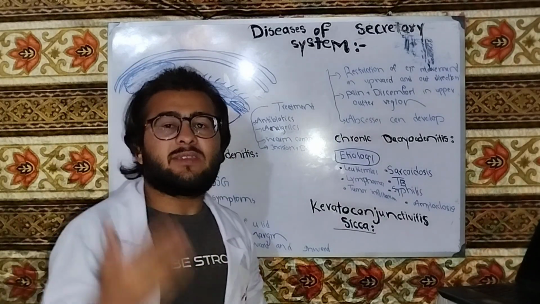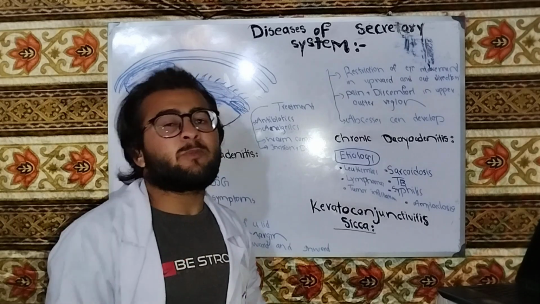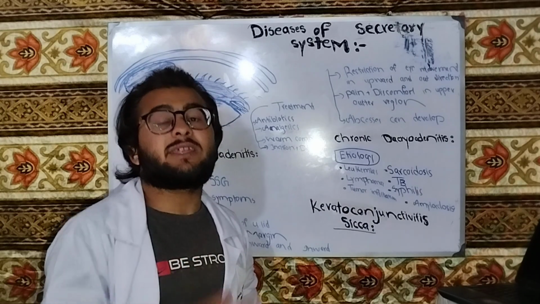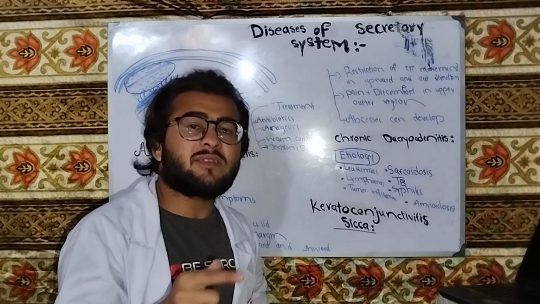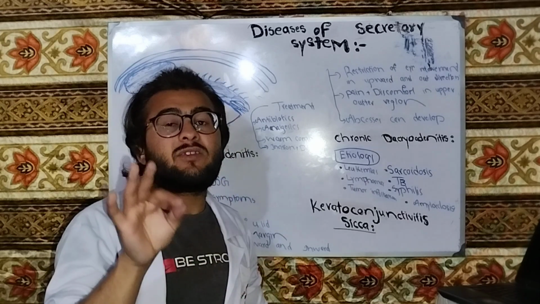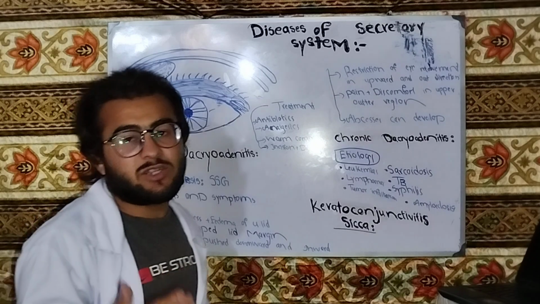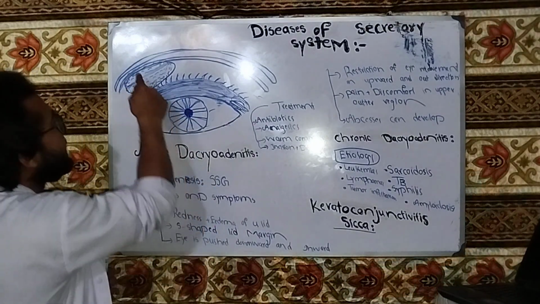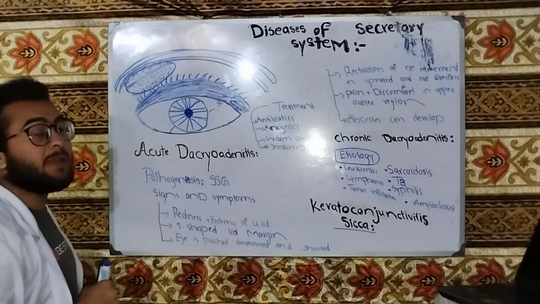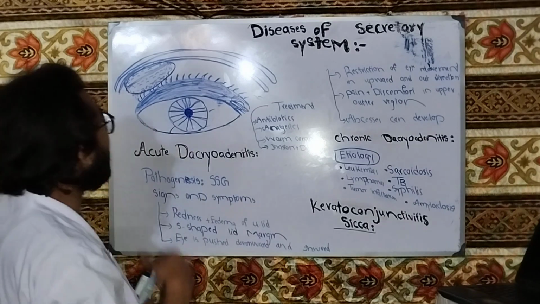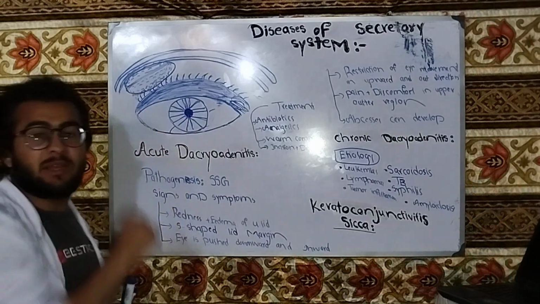As we have started the series of eye, in the previous lectures we started the lacrimal system. In the lacrimal system we discussed the diseases of the drainage system or excretory system. Now in this lecture we will start the diseases of the secretory system of the tears. So the lacrimal system, mainly the lacrimal gland.